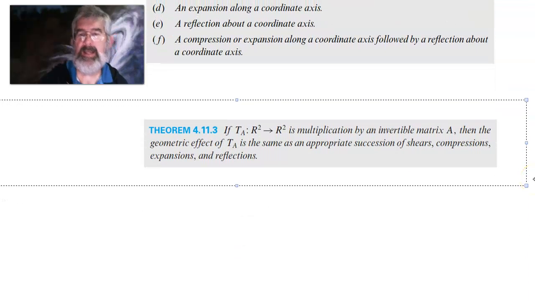If TA from R2 to R2 is multiplication by an invertible matrix A, then the geometric effect of TA is the same as an appropriate succession of shears, compressions, expansions, and reflections. And the way that we show that is we say, hey, if A is invertible, A can be written as a product of elementary matrices. And then you look at that product.